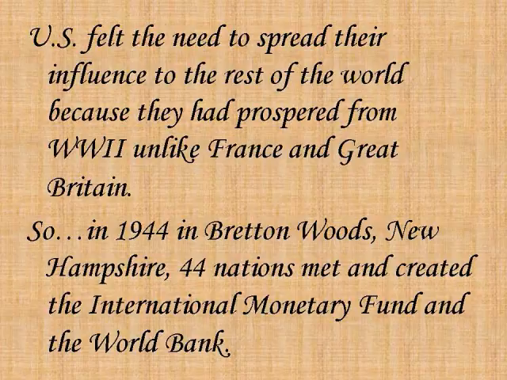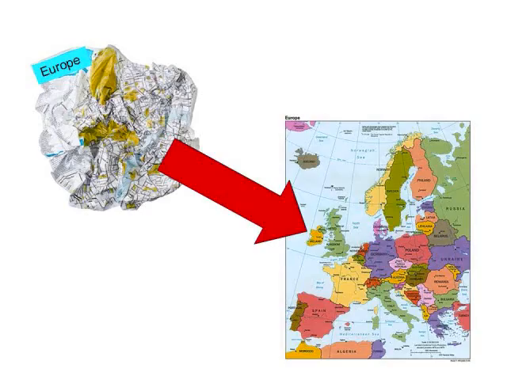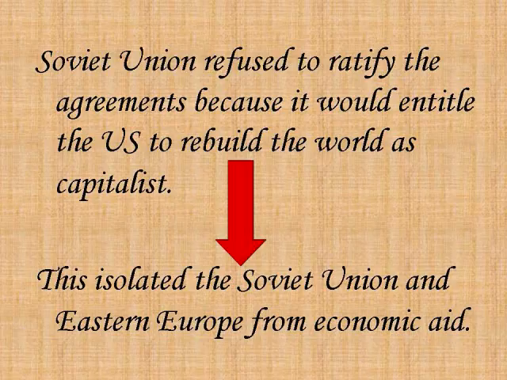In 1944, in Bretton Woods, New Hampshire, 44 nations met to create the International Monetary Fund and the World Bank. This was meant to help rebuild war-torn and devastated Europe. The Soviet Union refused to ratify the proposals because they would enable the U.S. to rebuild the world as capitalist. This led to the isolation of the Soviet Union and Eastern Europe.